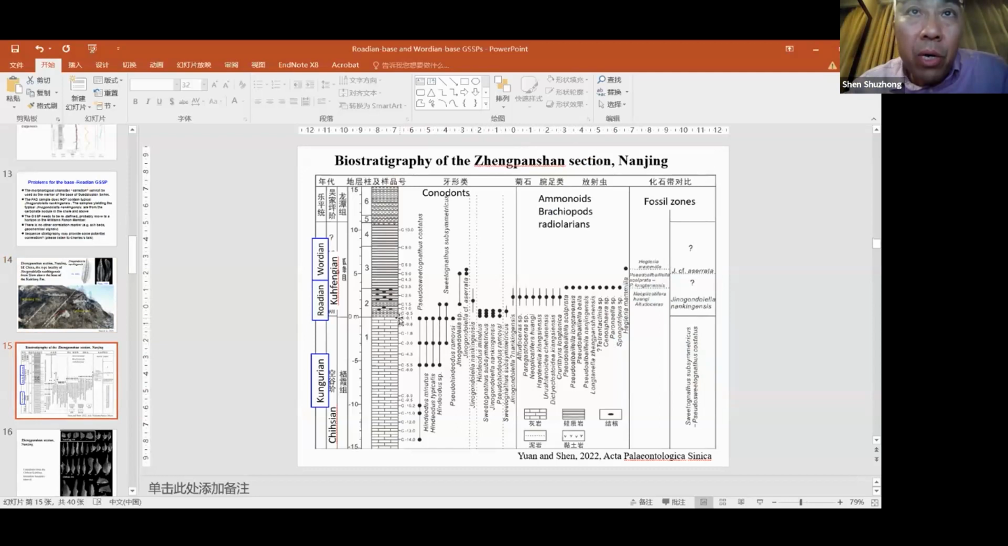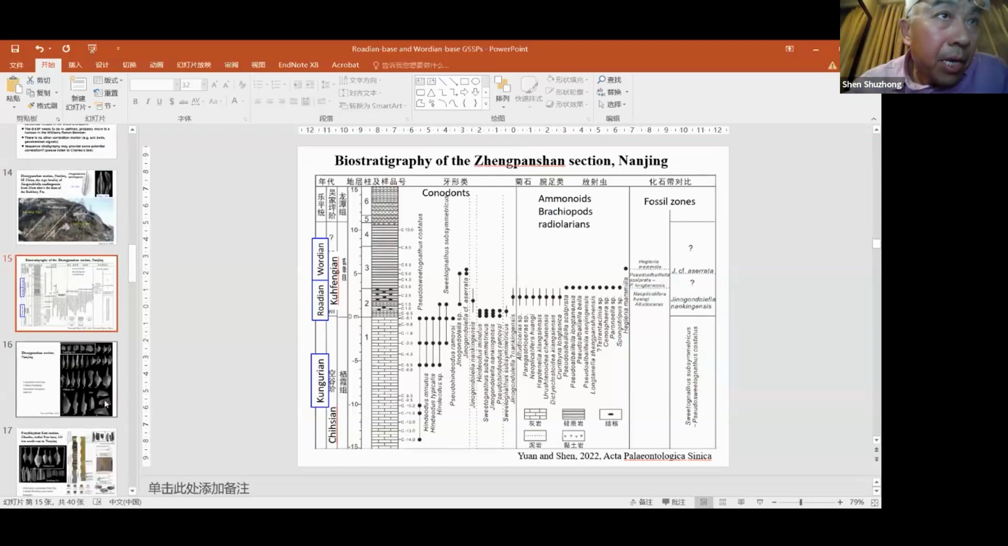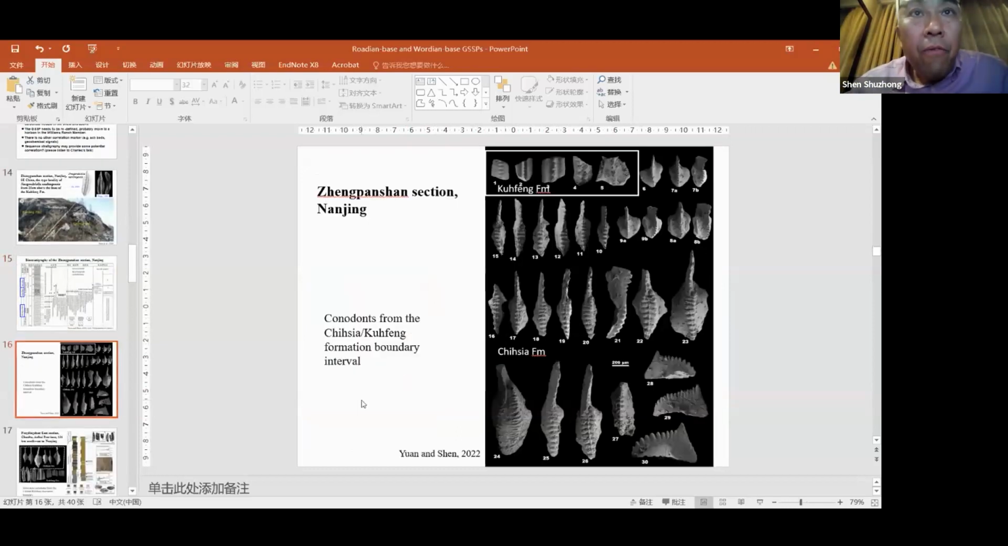So the section is very well recognized. And then recently, from the section, we find some serrated Gymnogondolella-like specimen from the topmost part of the Chisha Formation. That means the base of the Guadalupian series in South China is not exactly at the base of the Kufeng Formation, if we want to use the serrated form as the base of the Guadalupian.